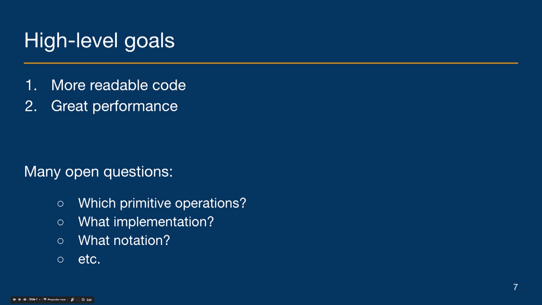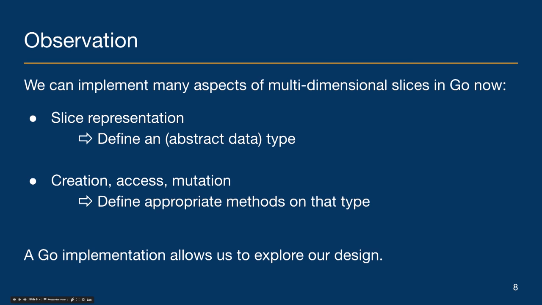But there are still many open questions. And the existing design document answers those questions, but again, how do we know they are the right answers? However, we can make some high-level observations. It turned out that we can implement many aspects of this proposal in Go already. For instance, we can define slice descriptors for 2D, 3-dimensional, 4-dimensional slices or matrices. It's just an abstract data type, after all.